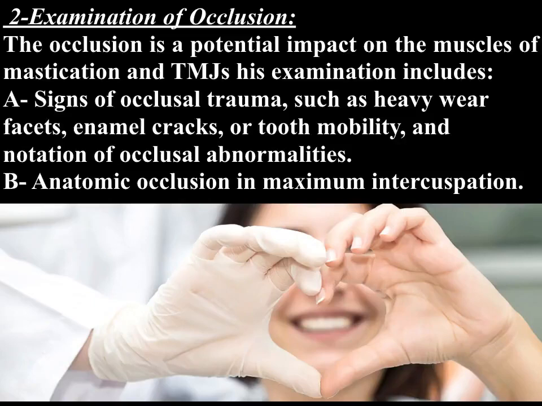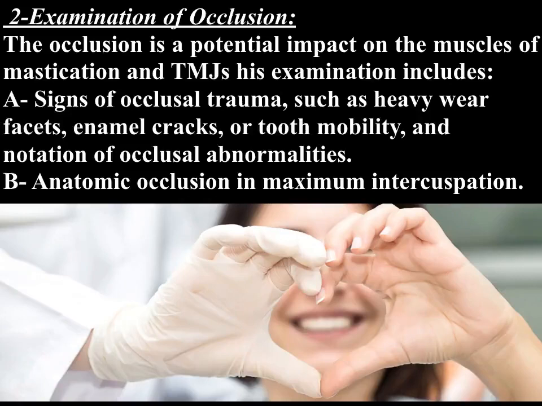Examination of the occlusion. The occlusion has a potential impact on the muscles of mastication and the TM joint. This examination includes signs of occlusal trauma, such as heavy wear, faceted enamel, cracks, tooth mobility, and notation of occlusal abnormalities.